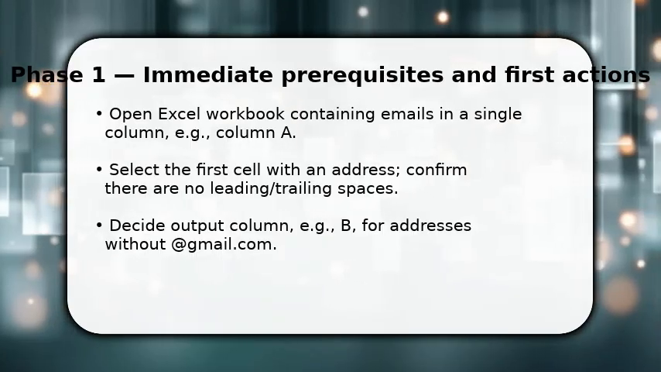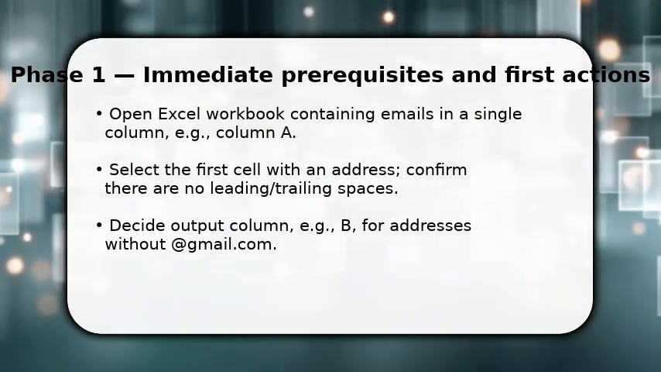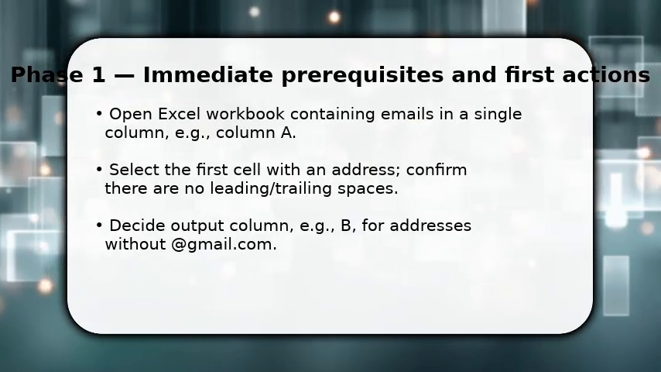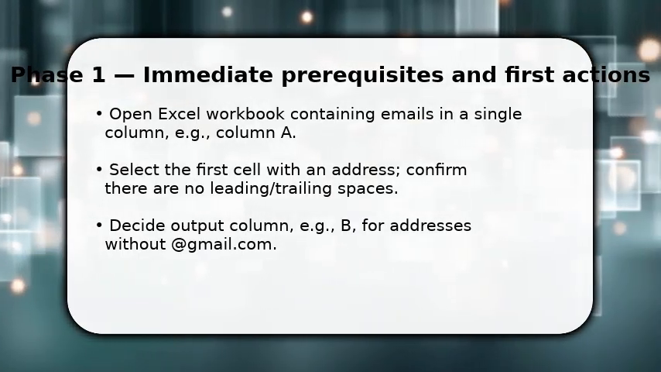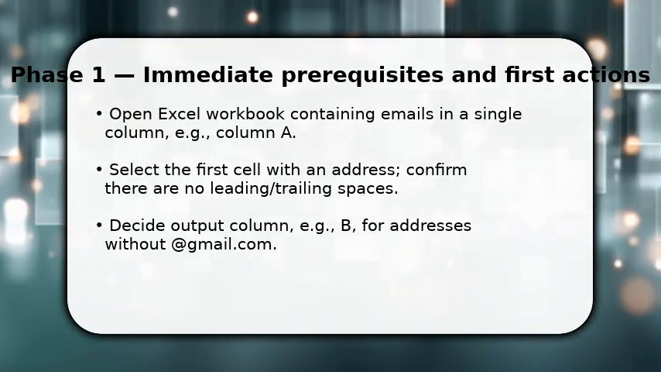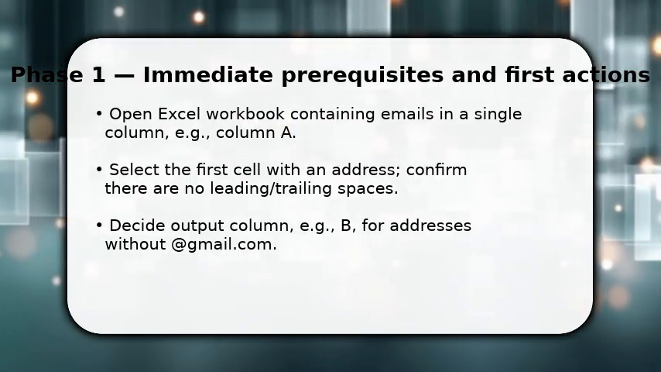You already have emails in column A? Start now. Select the first email cell and pick column B as your output. Use TRIM if entries may have extra spaces. This prevents errors later. Once done, enter the formula bar and type =LEFT(A1, FIND("@", A1) - 1) to extract everything before the at symbol.